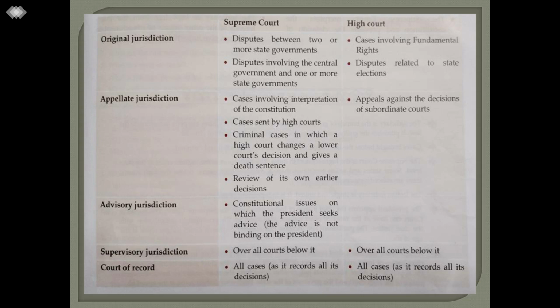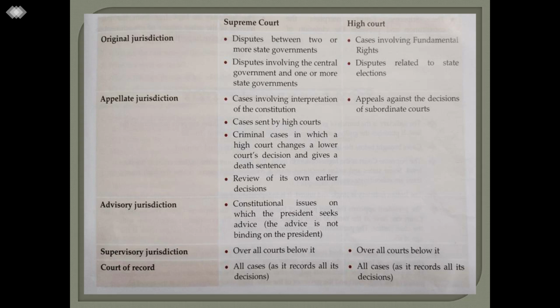The appellate jurisdiction of the Supreme Court includes cases involving interpretation of the Constitution, cases sent by High Courts, criminal cases in which a higher court changes a lower court's decision and gives a death sentence, and review of its own earlier decisions. The appellate jurisdiction of the High Court includes appeals against the decisions of the subordinate courts.